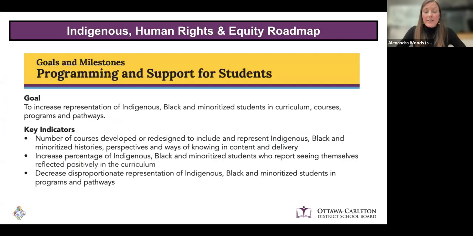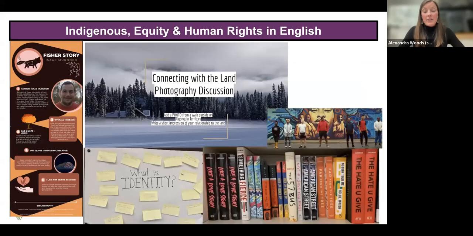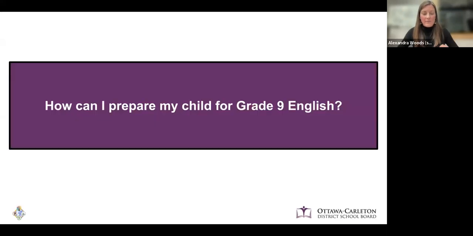So one of the areas of the roadmap that guides teacher instruction is the programming and support for students section. This section outlines program goals, including the redevelopment of courses to include and represent Indigenous, Black, and minoritized histories, perspectives, and ways of knowing, and also increase representation in the curriculum. So the Indigenous Equity and Human Rights Roadmap is really a guide for text selection, for instructional decisions and planning. And this slide shows some of the lessons and work that reflects the roadmap, so you can see. So how can I prepare my child for grade 9 English?